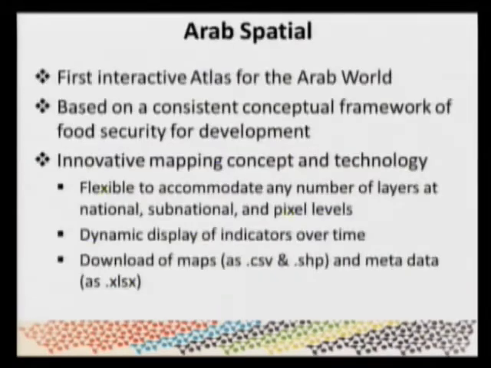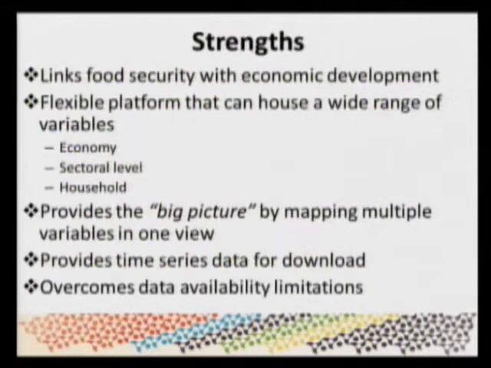So what's special in Arab Spatial? Arab Spatial is the first interactive atlas for the Arab world. It's based on a consistent conceptual framework of food security for development. Its innovative mapping concept and technology allows it to be flexible to accommodate a number of layers at the national, subnational, and pixel levels. It also has a dynamic display of indicators over time, and it allows the download of maps and metadata.